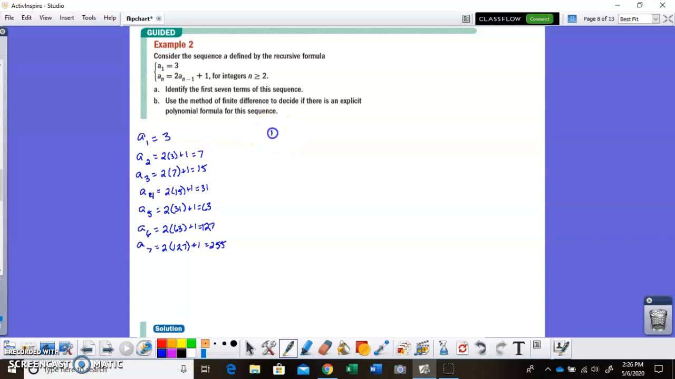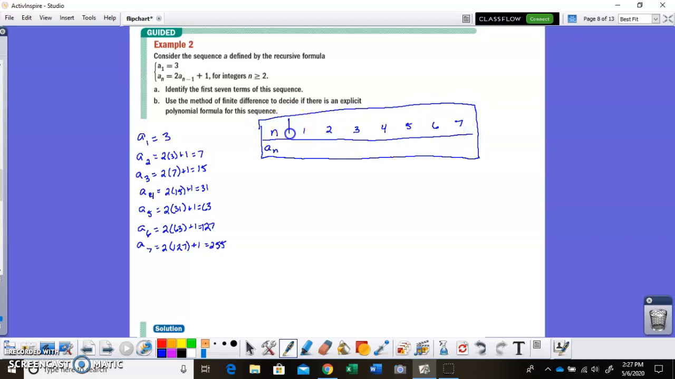So if I put in my n, which is my 1 through 7, and now I actually put in the values I've got for the terms, this becomes my data table. So in my first, 3, then 7, then 15, then 31, 63, 127, and 255. I could have just given you those numbers, but I wanted you to recall how we dealt with recursive formulas. So that was identifying the first 7 terms of the sequence.